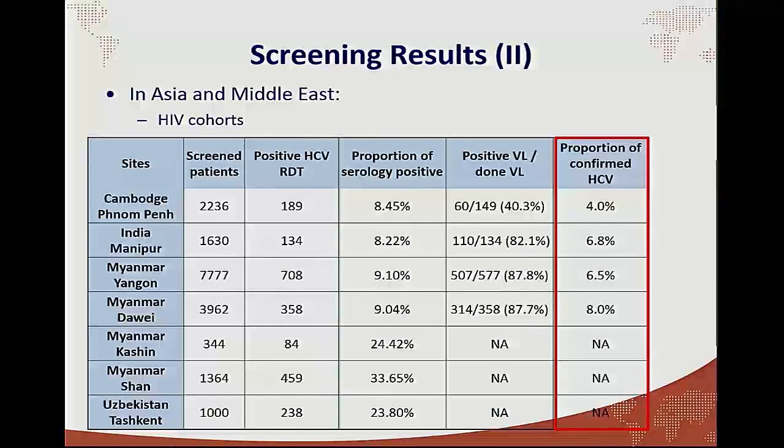And by contrast, in Asia and the Middle East, the proportions are really higher concerning hepatitis C infection. The projects have also different screened populations and have implemented different strategies. The proportion of positive serology varies from 8 to 33% in the different sites. The sites, especially in the north of Myanmar, in Kachin and Shan, with 24 and 33%, show really high prevalence, and it's also a site where we found a lot of IV drug users.